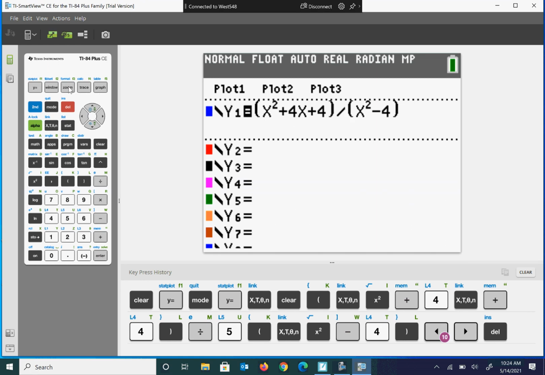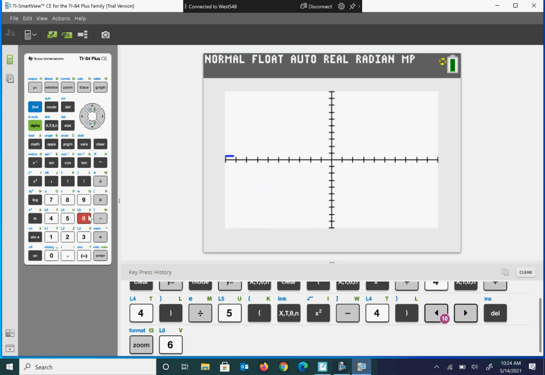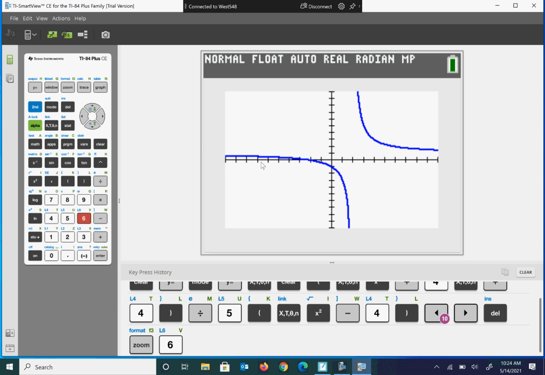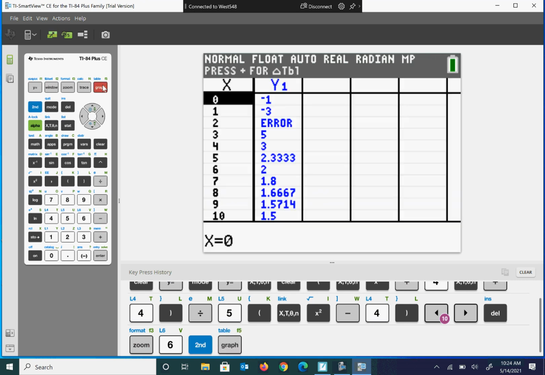So if we do a zoom 6, so that's what it looks like. But if I zoomed really closely in to right here, we would see a gap. And I'll show that in a sec, but I want to show you on the table. I said at -2.